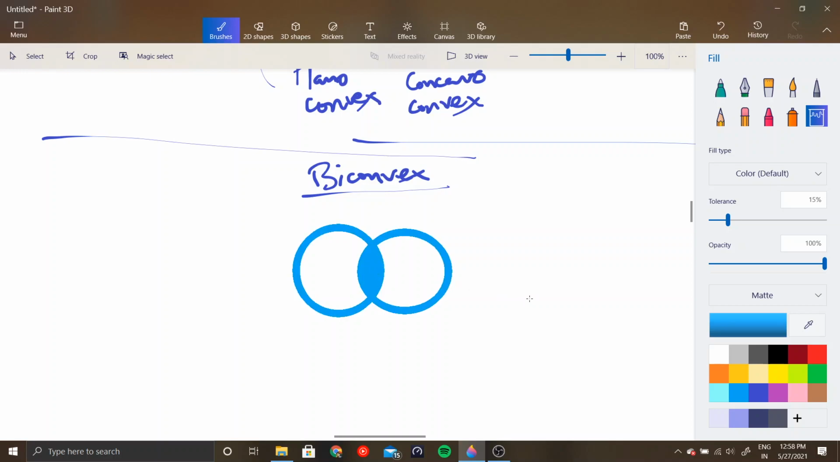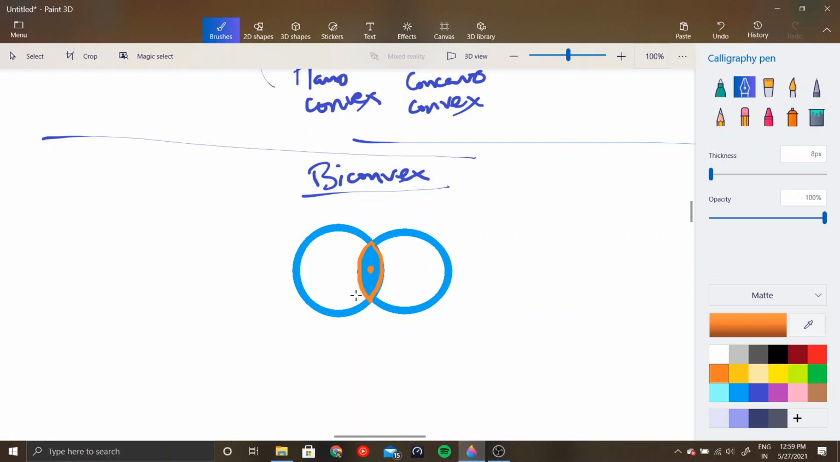Okay, so this works. This is basically a convex lens. These two are the optical centers. Yeah, this is a convex lens.